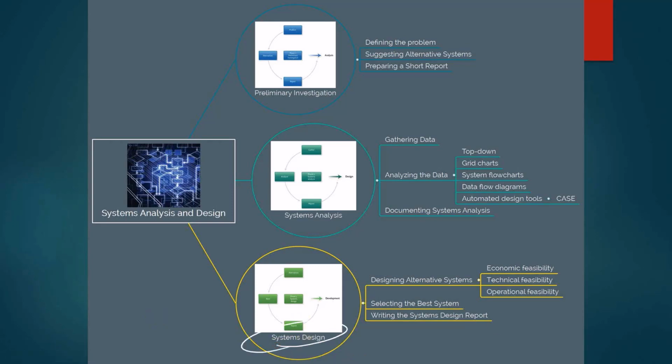Our next stage is systems design. In the very first part of the systems design stage, the system analyst is going to be designing alternative systems. In other words, they'll evaluate alternative systems for feasibility. And these are the three feasibility scenarios. The first is economic feasibility. Will the cost of the new system be justified by the benefits it promises?